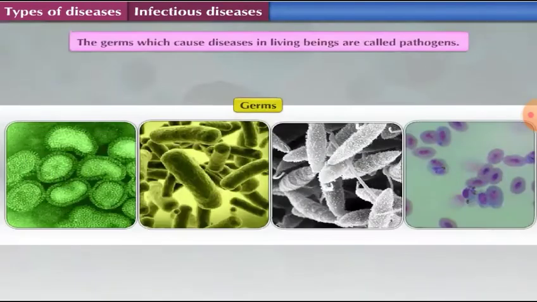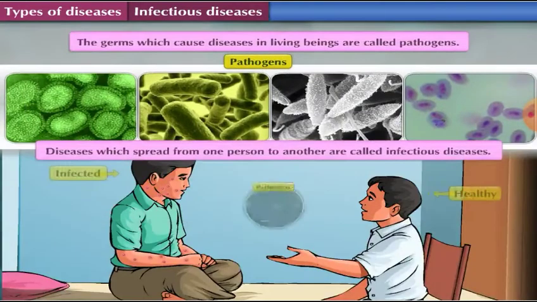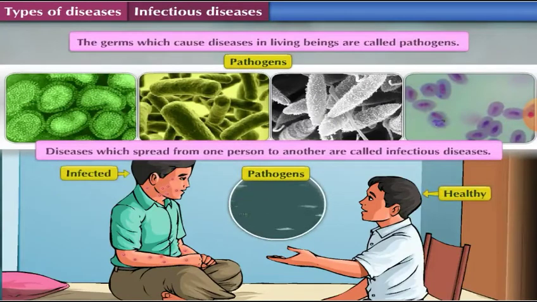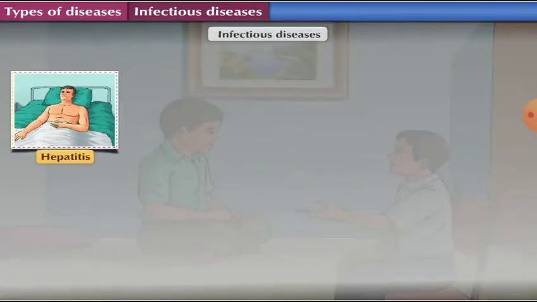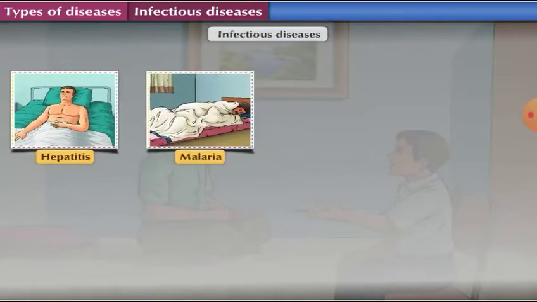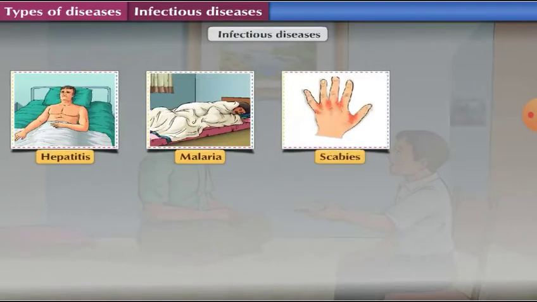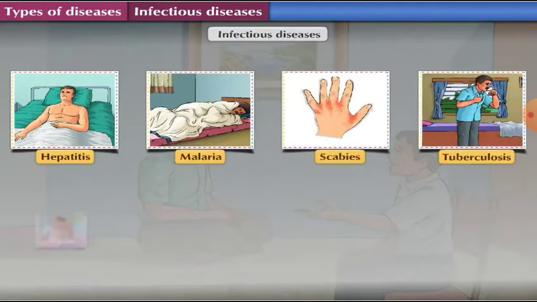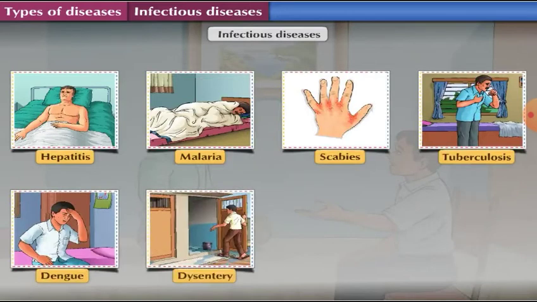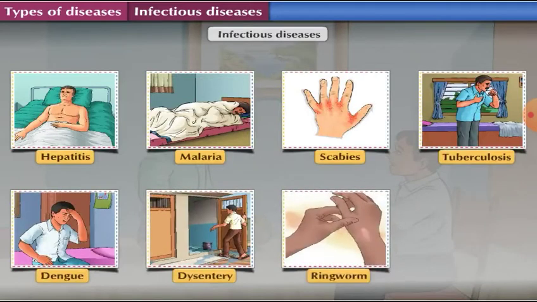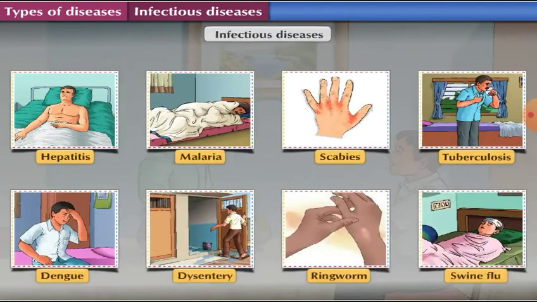The germs which cause diseases in living beings are called pathogens, and the diseases which spread from one person to another are called infectious diseases. Hepatitis, malaria, scabies, tuberculosis, dengue, dysentery, ringworm, and swine flu are some examples of infectious diseases.